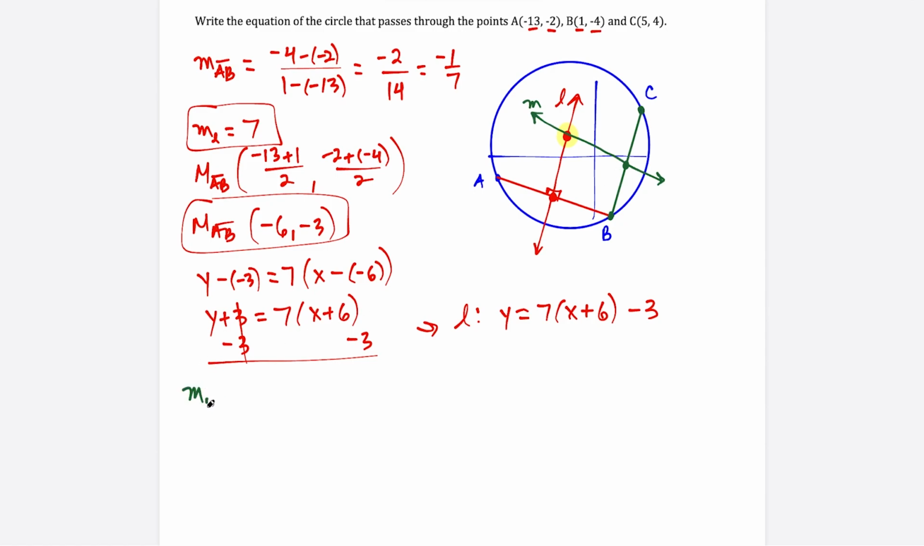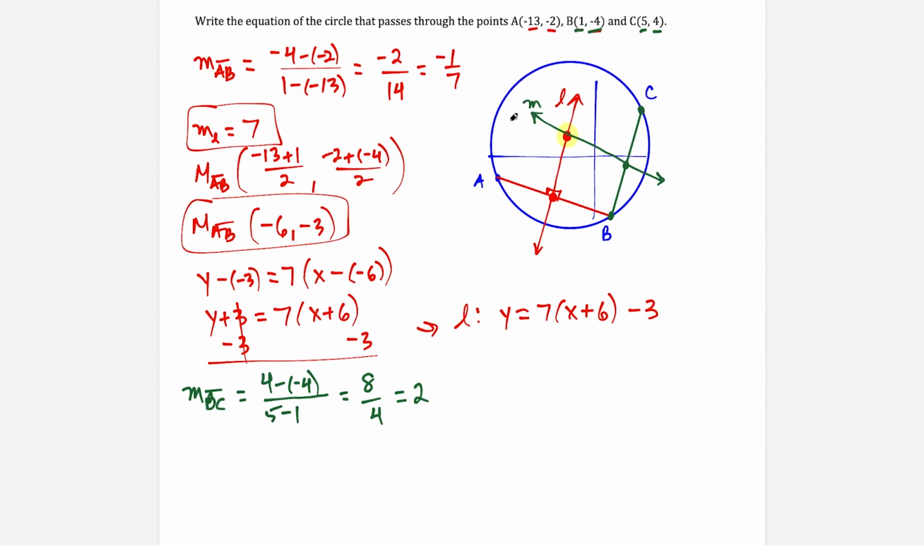So first let's find the slope of line segment BC. For this, we're going to take the difference of the y values for points B and C. So we're going to do 4 minus -4, and then we're going to divide by 5 minus 1. Now we simplify this. 4 minus -4 is 8, divided by 5 minus 1 is 4, and 8 divided by 4 is equal to 2.